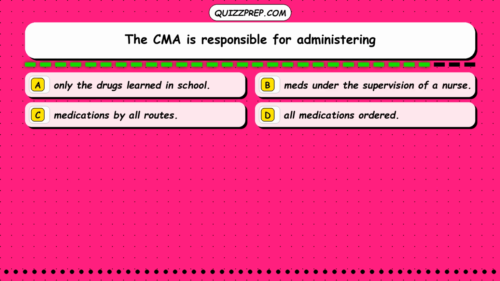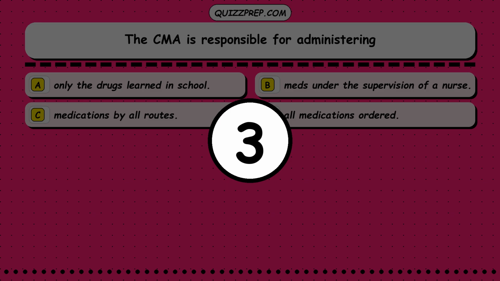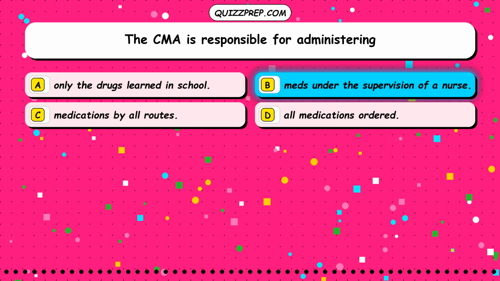Question 342. The CMA is responsible for administering: Option A, only the drugs learned in school. Option B, meds under the supervision of a nurse. Option C, medications by all routes. Option D, all medications ordered. The correct answer is option B, meds under the supervision of a nurse.